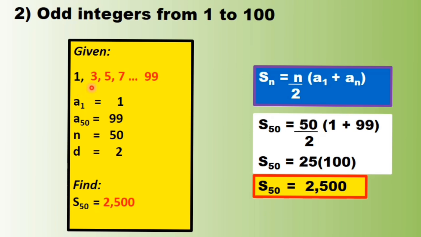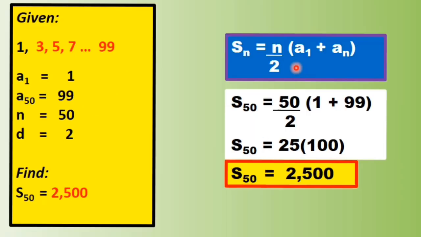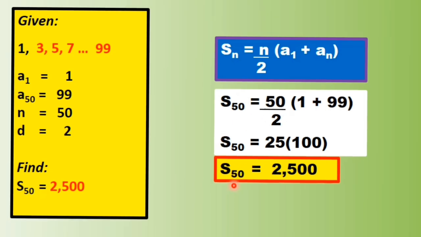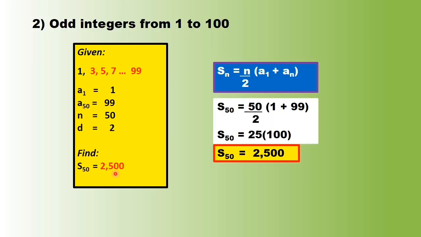So, common difference niya, 3 minus 1, 2. So, 1 plus 2, 3 plus 2, 5 plus 2, 7, and so on. So, ang common difference ay 2. So, i-plug in natin ang mga values na to sa formula na to. So, number of terms, 50. a1 is 1. And a sub n or the last term is 99. So, pag sinolve natin yung S sub 50, S sub 50 equals 2,500. So, the answer is 2,500.